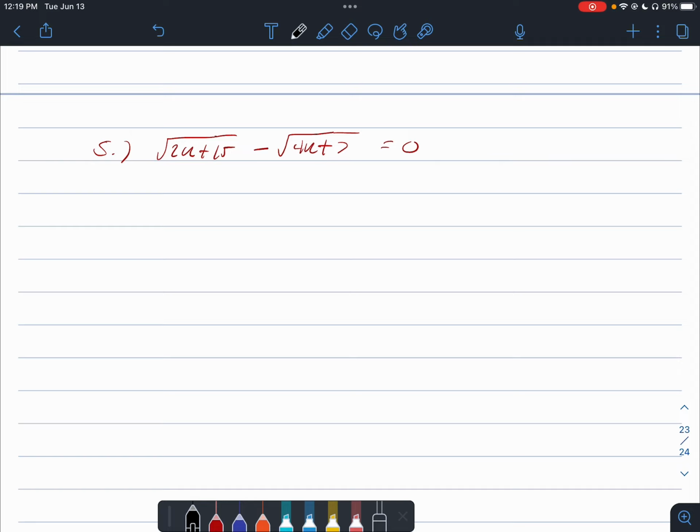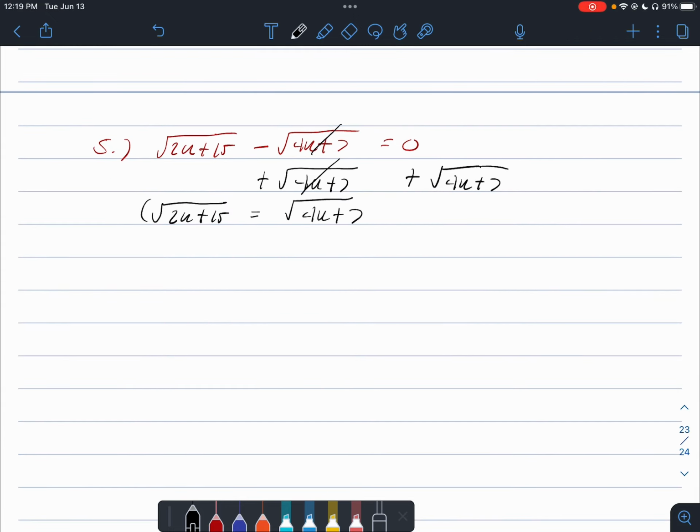Okay, how about this one? We have the square root of 2u plus 15 minus the square root of 4u plus 7 is equal to 0. In this case, it's a pretty easy way to make this into a similar form of what we've just seen. Let's go ahead and add this whole thing, the square root of 4u plus 7, to both sides of the equation. Okay, this will cancel, and we'll get that the square root of 2u plus 15 is equal to the square root of 4u plus 7. And we solve by squaring, just like we did last time.